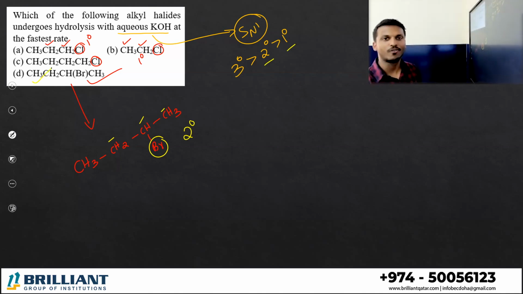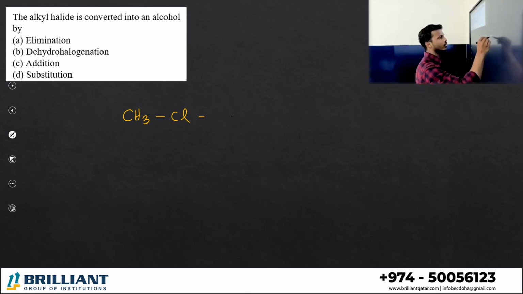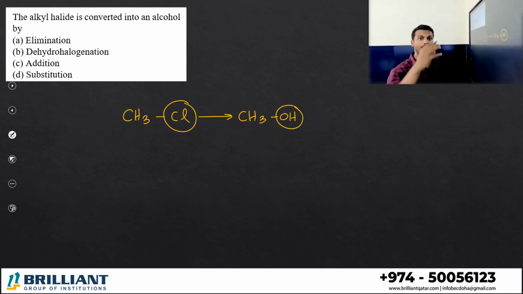If they are given, all of you try to follow the SN1 mechanism rule. Okay, next one. The alkyl halide is converted into an alcohol by, just as we discussed now. An alkyl halide, for example methyl chloride, you can convert it into methanol. What is the name of this reaction? One halogen is removed, OH minus nucleophile is substituting. What is it called? Nucleophilic substitution. Substitution reaction.